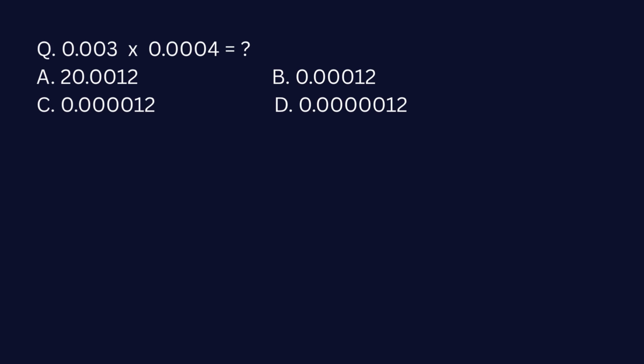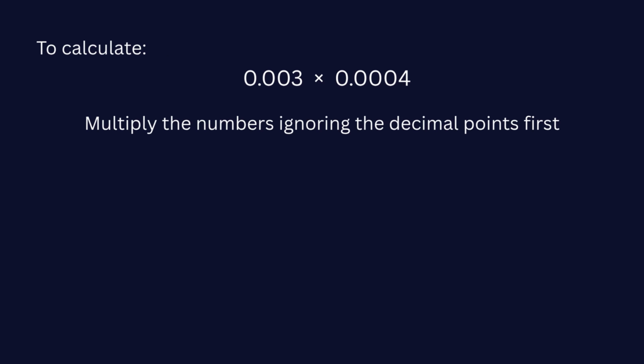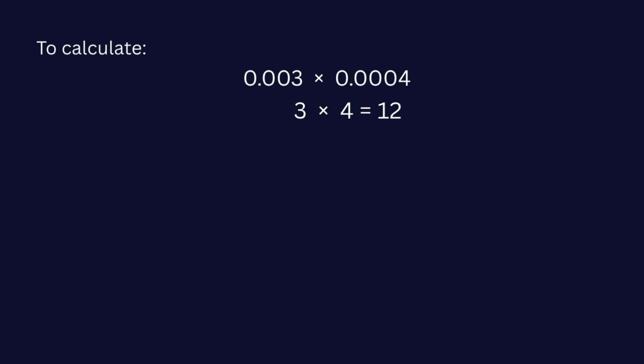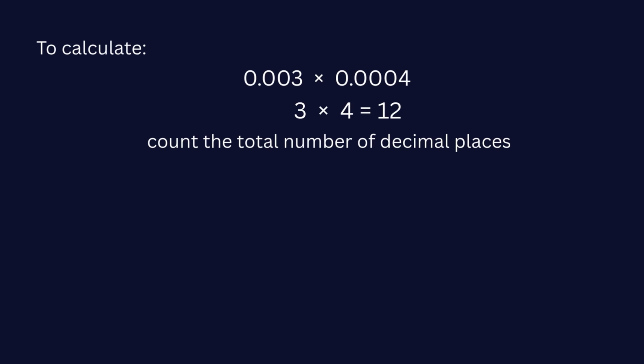0.003 times 0.004 is equal to option A, option B, option C, or option D. If you ever come across these types of questions, such as decimal values, we need to multiply the numbers ignoring the decimal point first. So I'm just going to multiply the whole numbers, which are 3 and 4. So that will be 12. And I need to count the total number of decimal places.